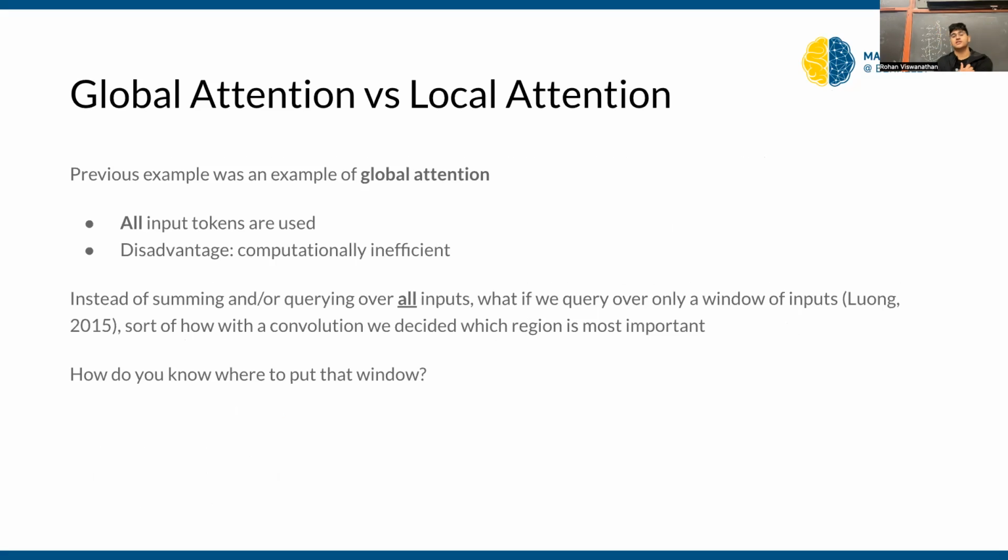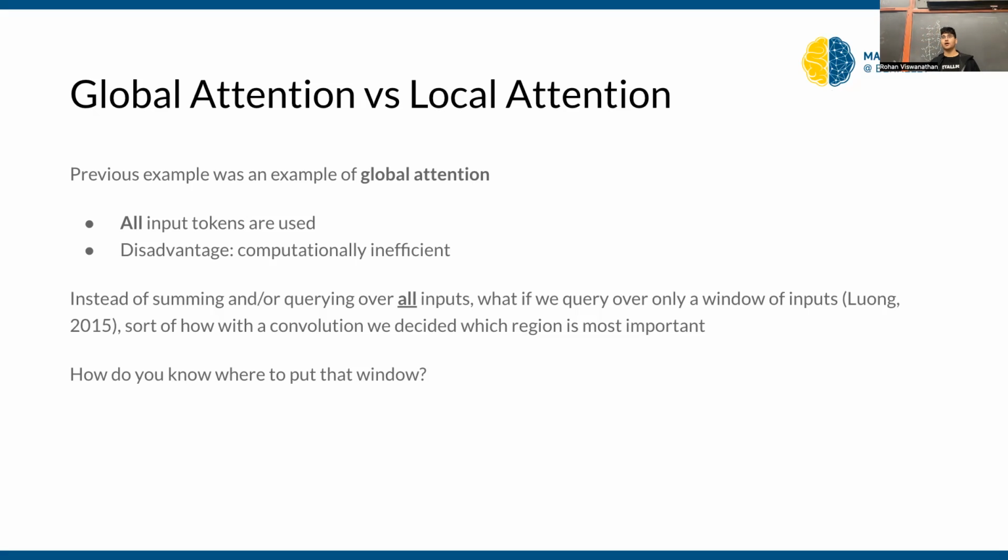So the example before was global attention, where all input tokens are used to generate output tokens. This is computationally inefficient because we're doing this operation with each and every key that we have. But instead of summing and querying over all inputs, what if you only query over a certain window of inputs? Going back to the book example, if we are trying to search for a certain thing in the book, do we need to look at how a certain word or phrase corresponds to every other phrase in the book? Or do we only want to see how it corresponds to the 5 pages before and the 5 pages after, which could save us a lot of computation?